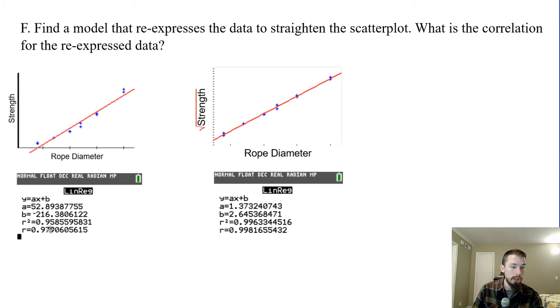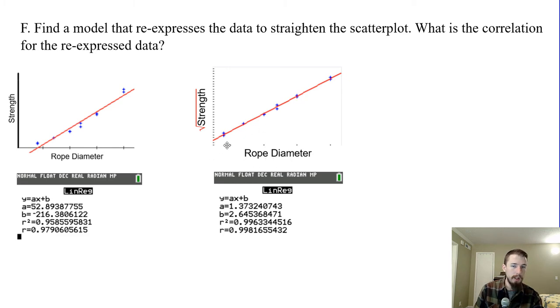Instead of only being able to account for 95.85 or 95.86% of the variation, now we can account for 99.63% of the variation in the strength with the model using the rope's diameter, which is kind of cool. So it's very, very predictable. In other words, very, very stable.